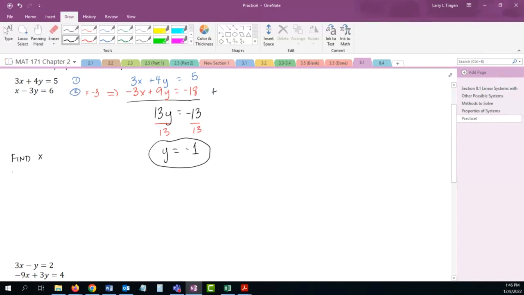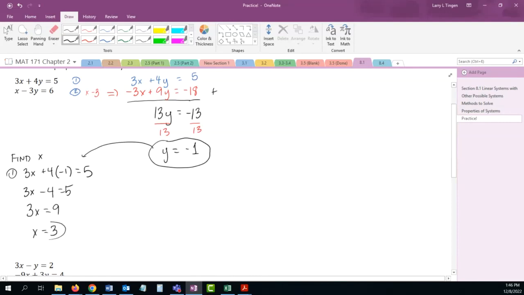So where am I going to go? I'm going to go back to my original, and I'm going to plug in 3x plus 4 times -1 is equal to 5. That's where that -1 comes in. And then just solve for x. 3x minus 4 is equal to 5. Subtract 4 from both sides. 3x is equal to 9. Divide both sides by 3. X is 3. So my solution set contains the point 3, -1.